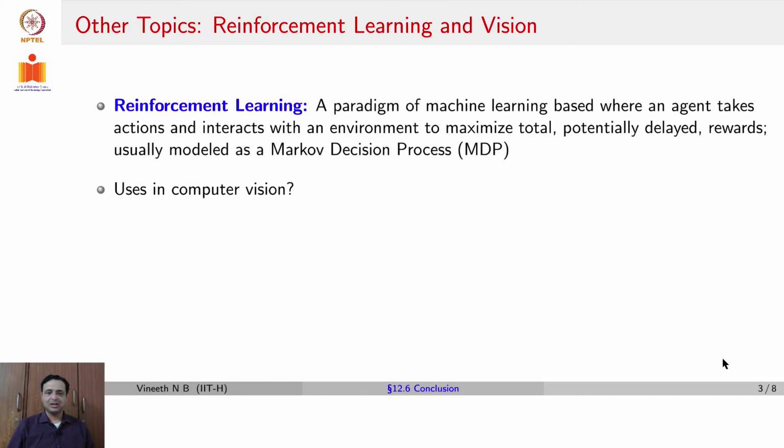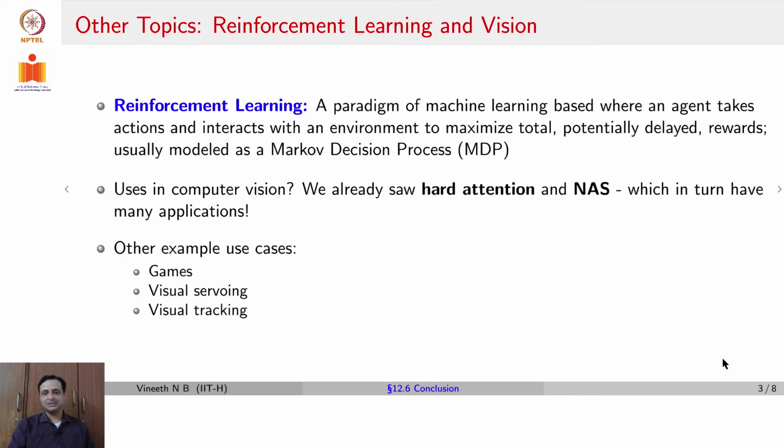Where is reinforcement learning used in computer vision? We already saw a couple of examples. We saw the use of reinforcement learning, we at least briefly spoke about it, in hard attention, where one cannot backpropagate. We said we use a reinforcement learning based algorithm. There's also NAS that we just saw, where reinforcement learning based methods are used to search for architectures.